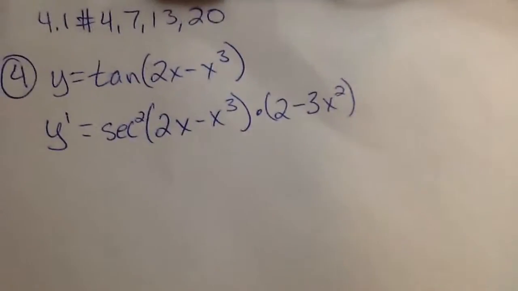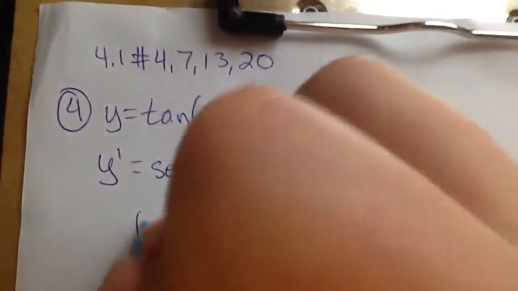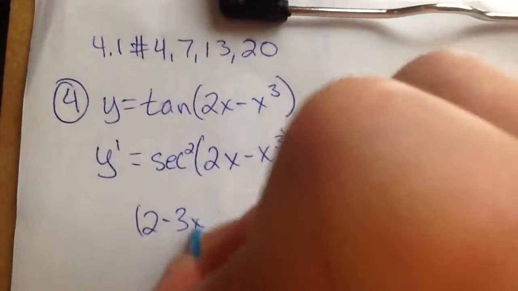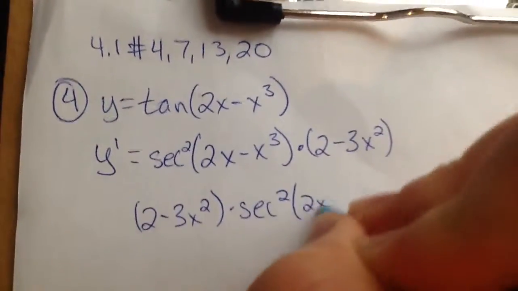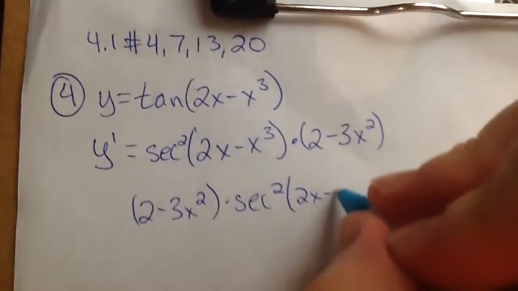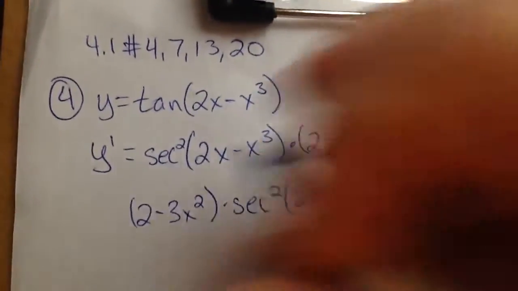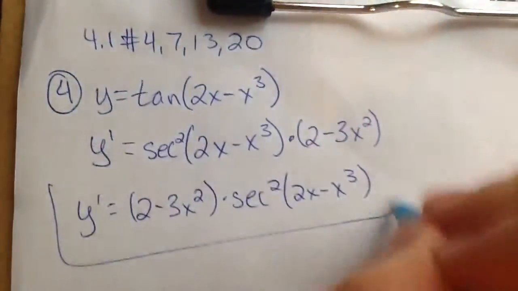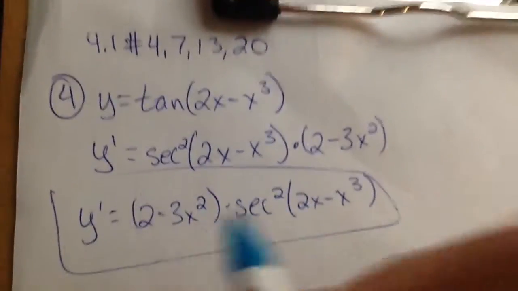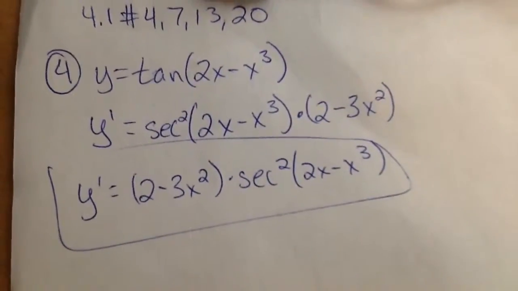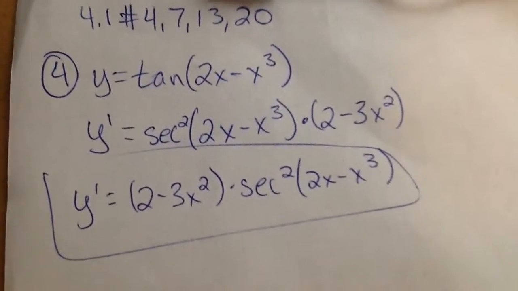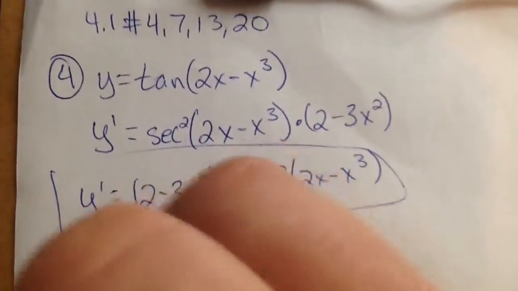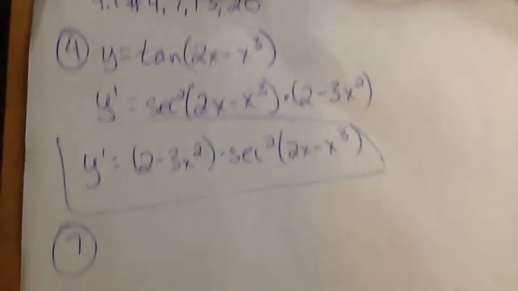And we're done. So we have 2 minus 3x squared times the secant squared of 2x minus x to the third. Can't really do much with that. You could distribute that in there, but you should be able to see that nothing's really going to happen. It's not going to ever get any simpler. That's all on that one.